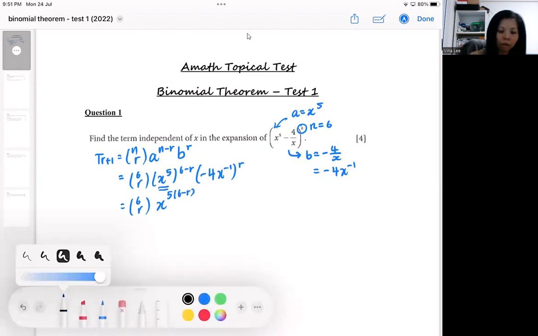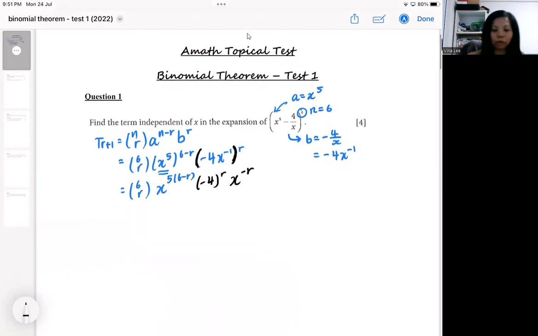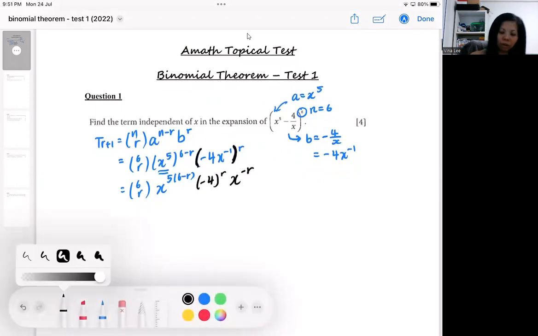Then this is the part where a lot of students will make mistakes. So the power r is for the whole bracket. You should assign power r for minus 4. And you should also assign power r to minus 1. And the objective in the general formula is to split the x from the non-x.